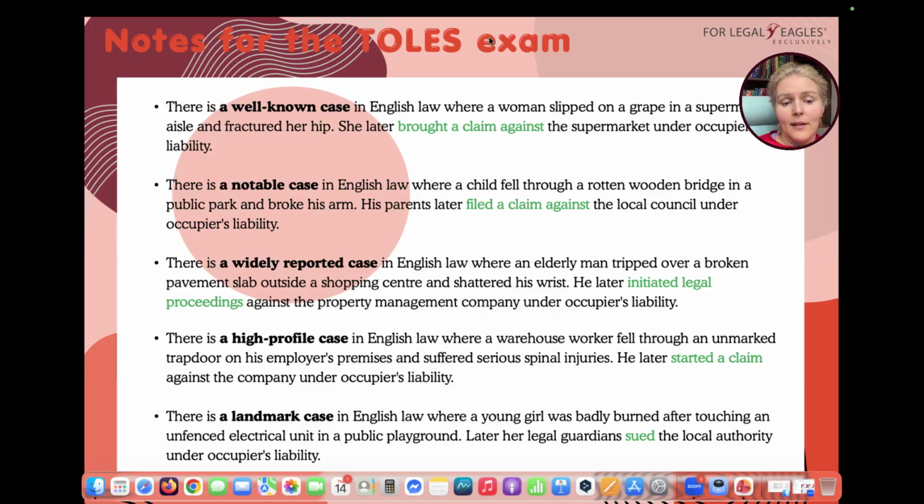And another landmark case, this time in English law, where a young girl was badly burned after touching an unfenced electrical unit in a public playground. Later, her legal guardian sued the local authority under Occupier's Liability.